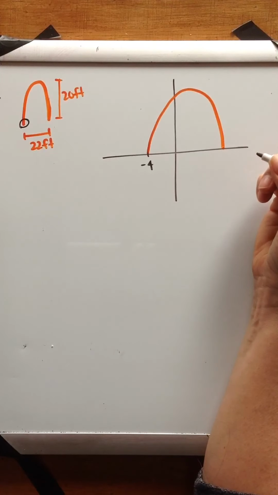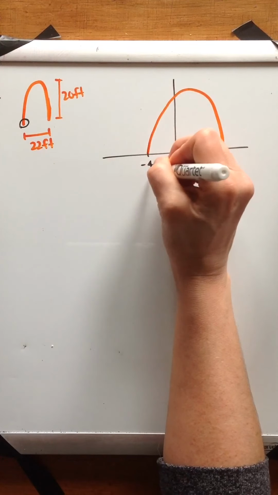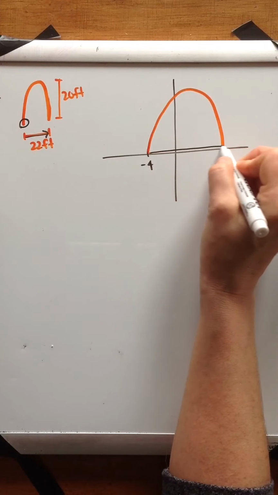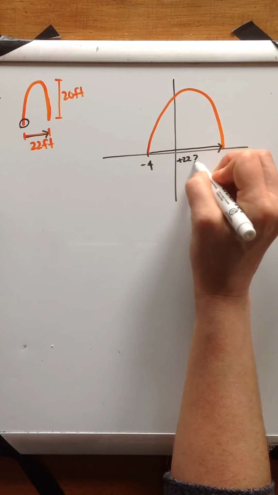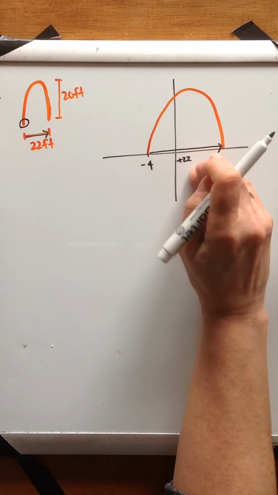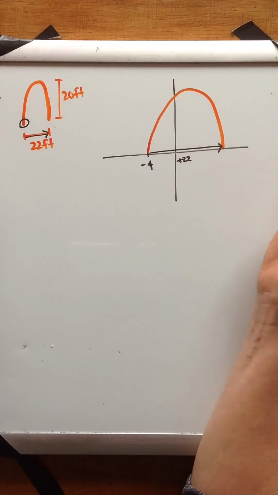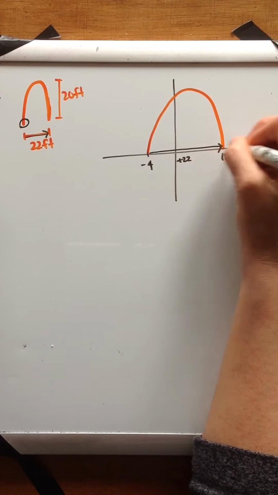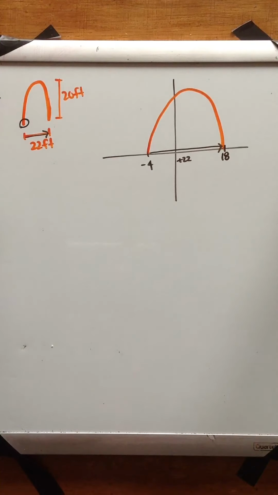All right, label the x-intercepts and the vertex. So -4 is where it starts, but we know it's 22 feet across. So if we go 22 feet across, where will we end up? Well, what is -4 plus 22? I have more positives by 18. So this would end up being at 18. Like I said, this is definitely not to scale.